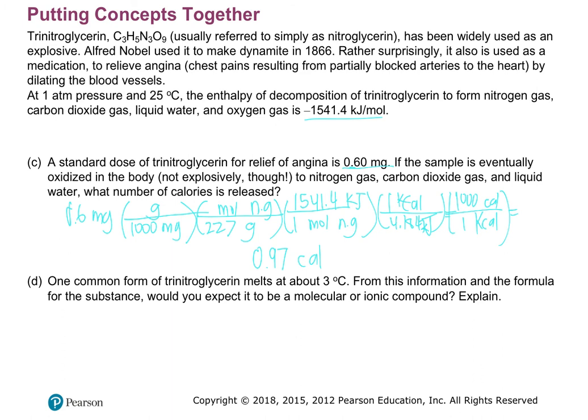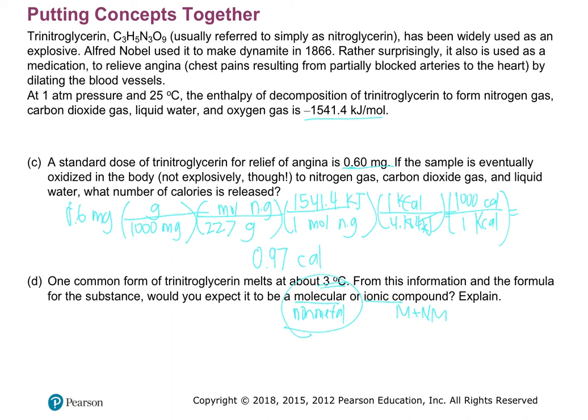So one common form of nitroglycerin melts at 3 Celsius. So from the information in the formula, would you expect it to be a molecular or ionic compound, and explain? So we think of ionic compounds as like table salt, chalk, those kinds of things. Molecular being like sugar, water, stuff like that. And if you remember, molecular compounds are only made up of nonmetals, and ionic compounds are a metal plus a nonmetal. So if we look at the structure, C3H5N3O9, those are all nonmetals, leading us to believe it's a molecular compound.